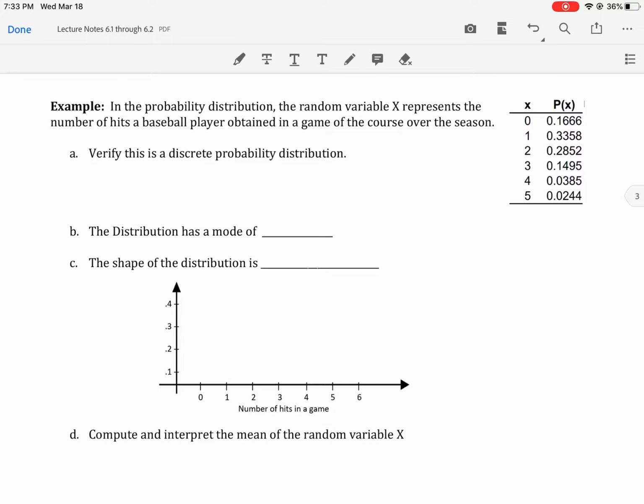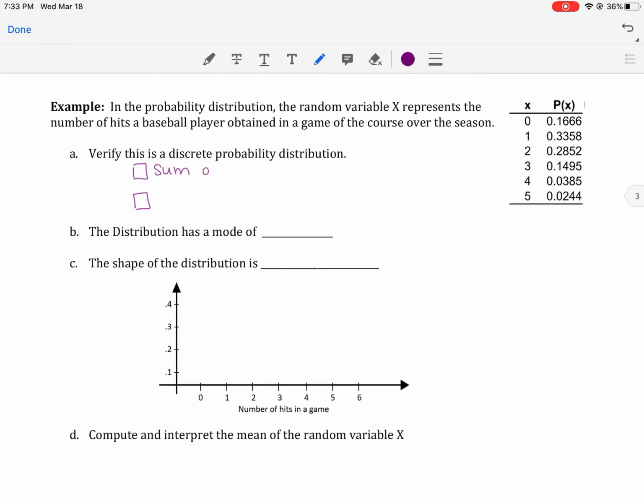In a probability distribution, the random variable x represents the number of hits a baseball player attained in a game over the course of the season. Verify this is a discrete probability distribution. There are two things that have to be true. First, what does the sum of all the probabilities have to equal? The sum of the probabilities has to equal 1. Take a moment to see if that's true. If we add all these probabilities, do we get 1? If you add them all, yes, you do. So that's true. And the next thing is, the probabilities are between which two numbers?